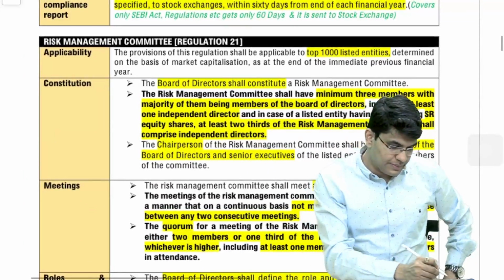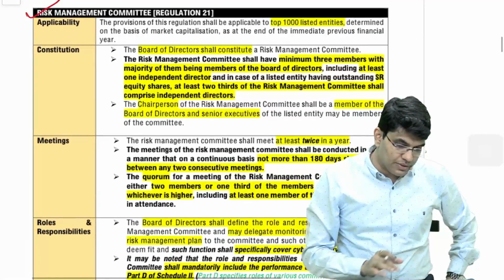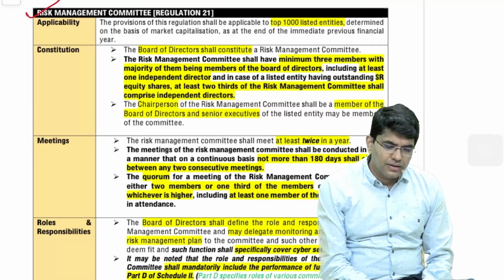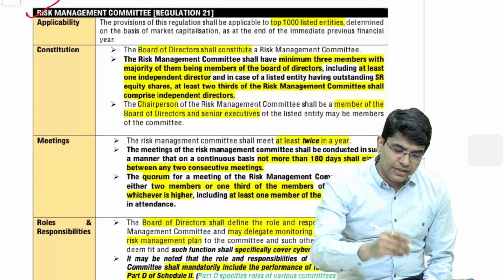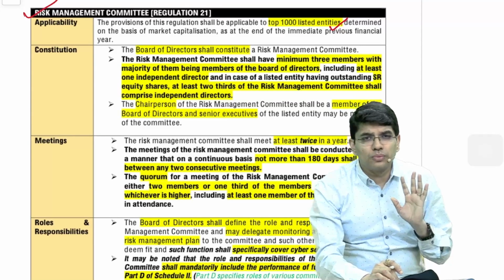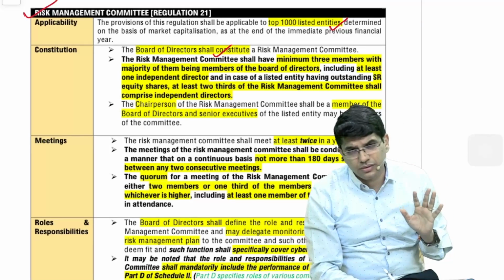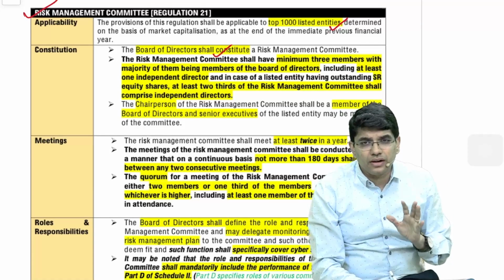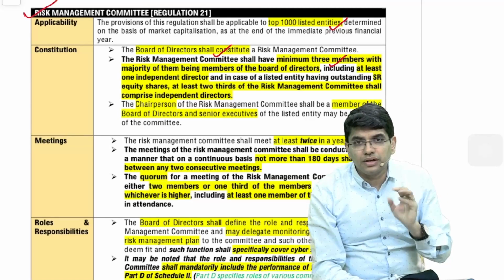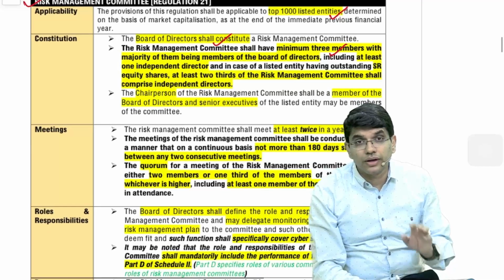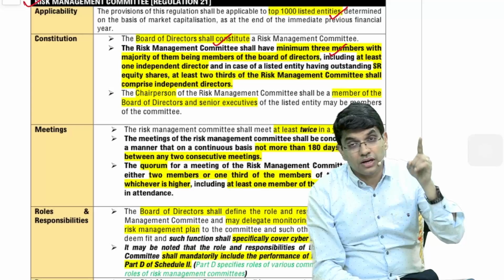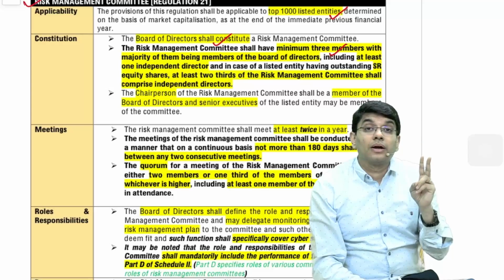Now next is the risk management committee. Let's talk about the risk management committee. First of all, applicability. The risk management committee is applicable to the top 1000 listed entities as per market capitalization. Who is going to make it? Board of directors are going to make it. How many members will be there? There will be a minimum of 3 members in this committee. So the board of directors are going to constitute it, minimum 3 members.